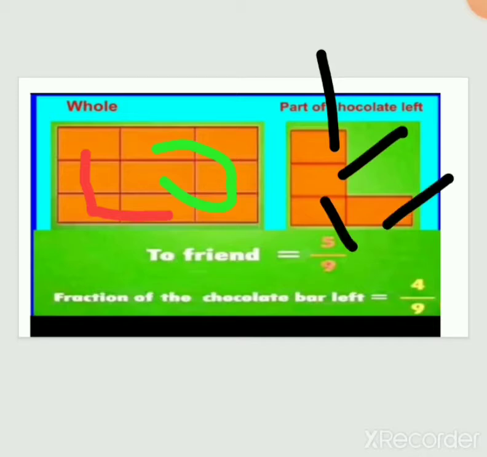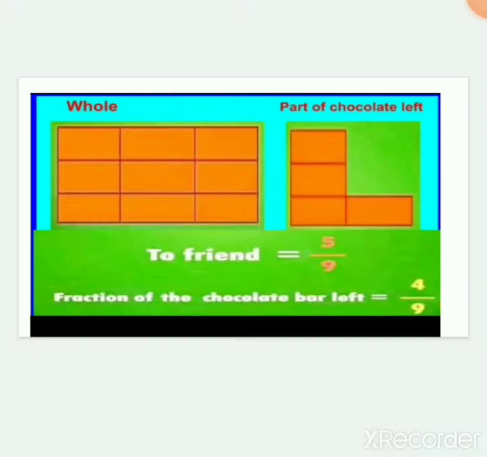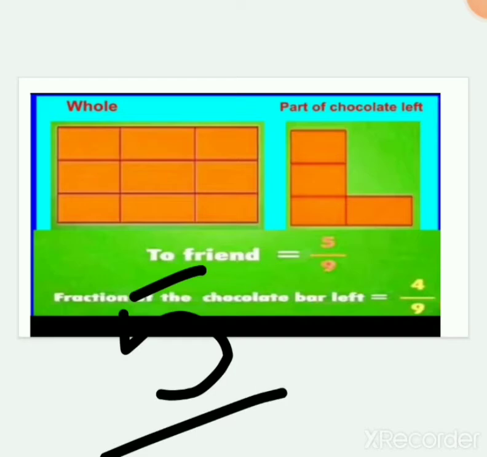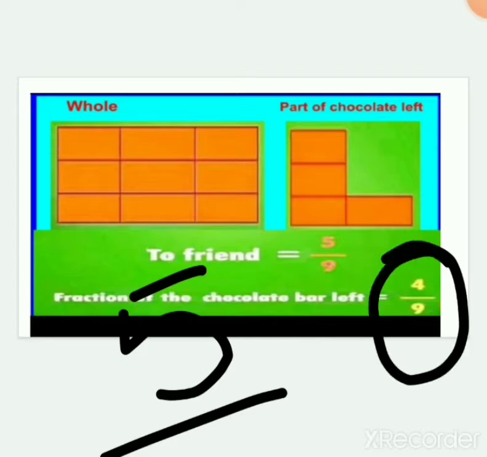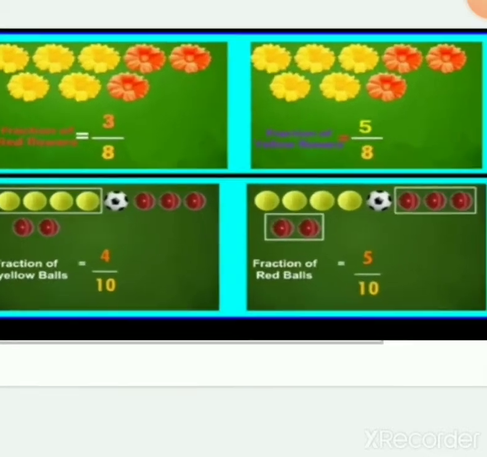Okay, this is the 4, and how much has been consumed? 1 2 3 4 5. 5 has been consumed, that is, 5 your friend has taken. So it will become 5 upon 9. And the part which is left is 4 upon 9 of the chocolate, right?